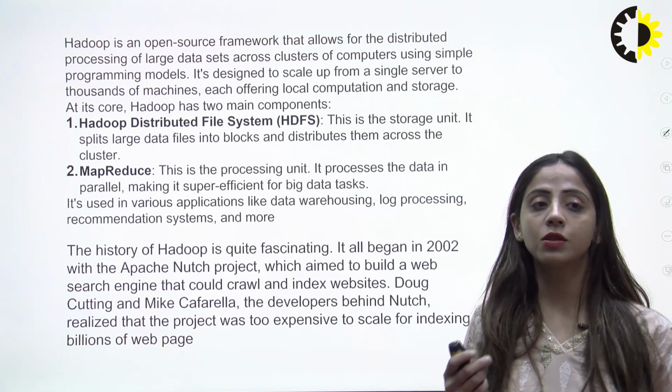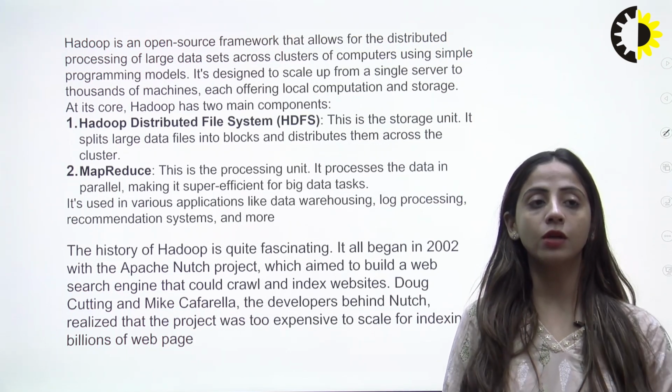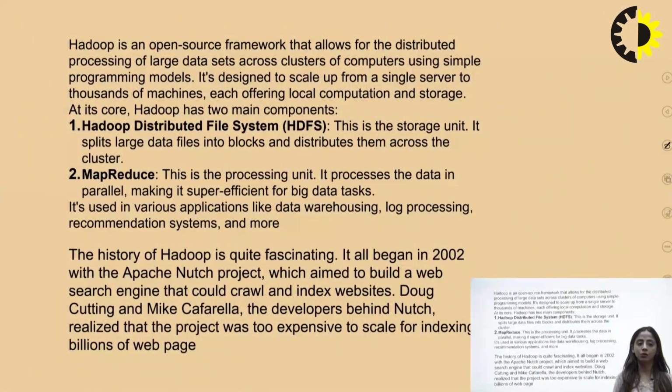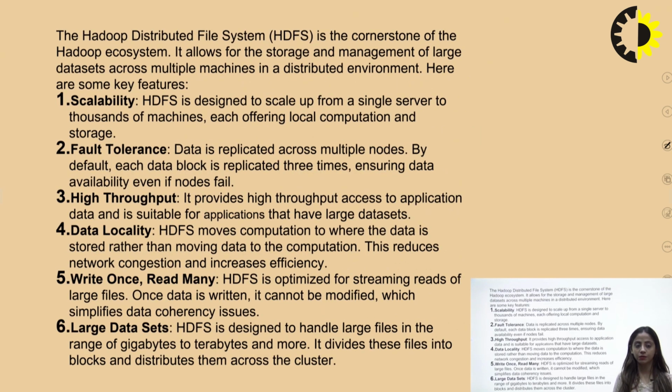Now, the history of Hadoop, as I already told you, began in 2002 with the Apache Nutch project, which aimed to build a web search engine that could crawl and index websites. There were two people, Doug Cutting and Mike Cafarella, the developers behind Nutch, who realized that the project was too expensive to scale for indexing billions of web pages.